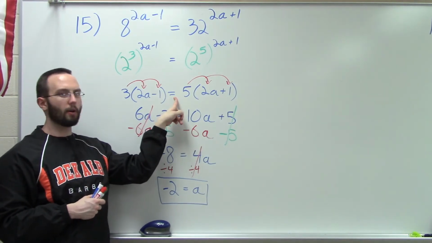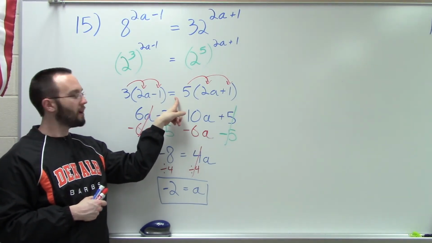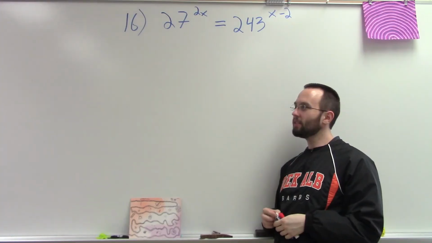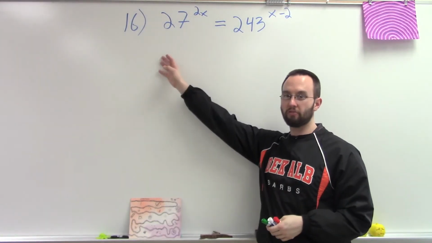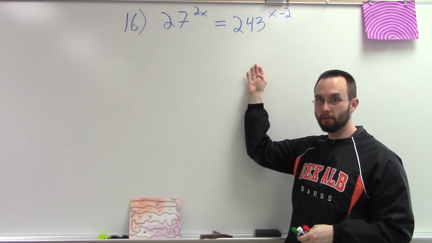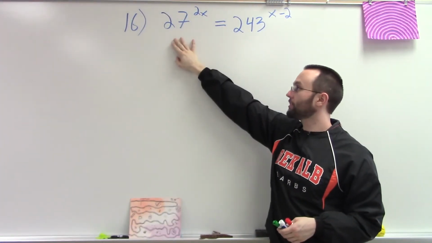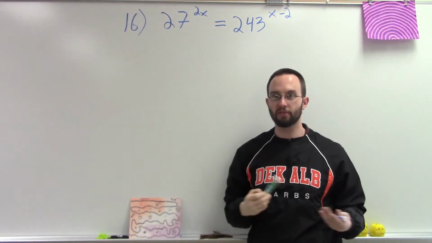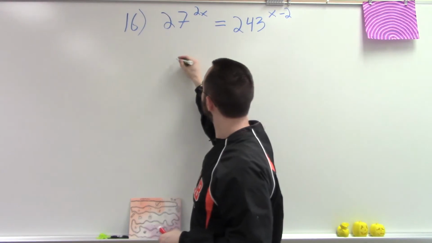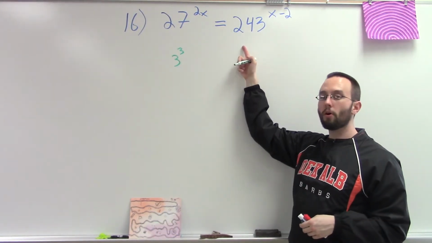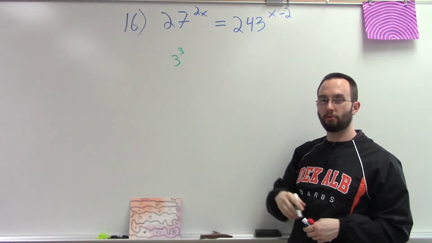I do want to take a look at one more of these difficult examples before moving on. So in 16, the real difference is that now I have two numbers that are powers of 3 instead of powers of 2. No matter, we can still do substitution just like we did in the previous example. 27 is the same thing as 3 cubed. 243 is the same thing as 3 to the 5th.